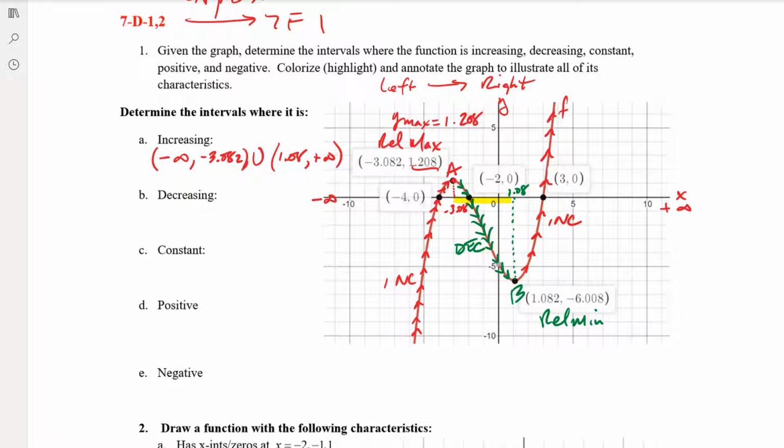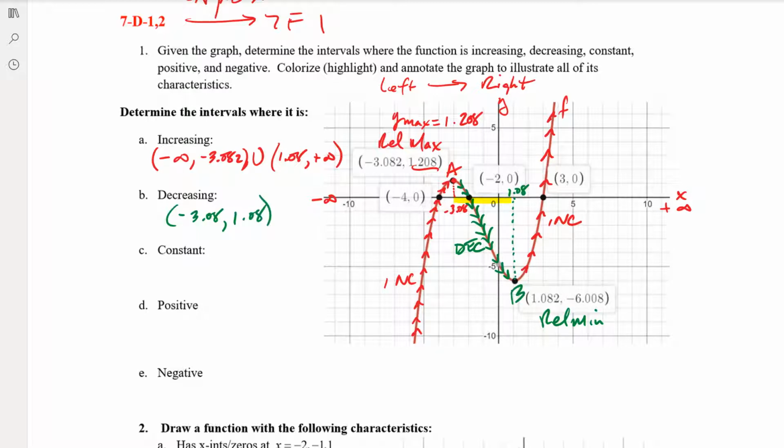From A to B, it's going down to the lower right. It's decreasing. The y values are getting smaller and smaller until it hits the relative min, and then the y values increase from there without bound, as x approaches infinity. So let's outline the interval where it's decreasing. It's decreasing on the interval from negative 3.08 to the other x value where the relative min occurs, and that's at 1.08.